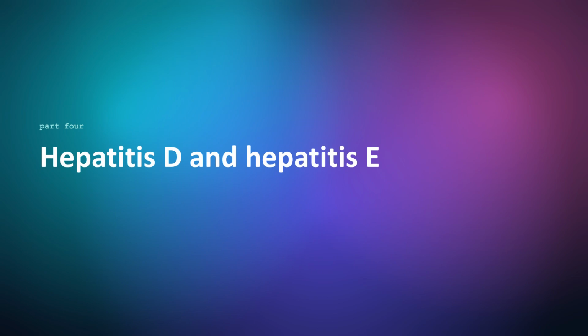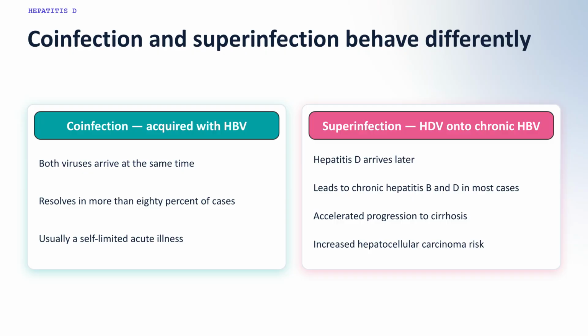2 viruses left. One that cannot survive without hepatitis B, and one that is usually trivial, except in one group where it kills. Hepatitis D generally requires hepatitis B to cause infection because it borrows the hepatitis B surface antigen as its envelope, and the timing changes the outcome completely. Co-infection, where both viruses arrive together, resolves in more than 80% of cases.